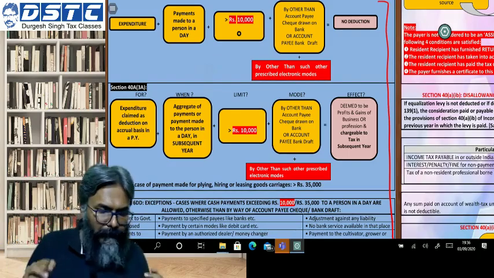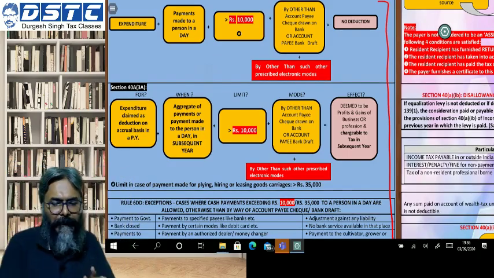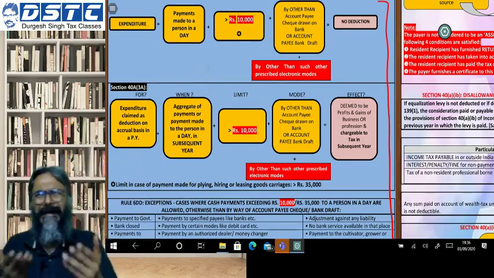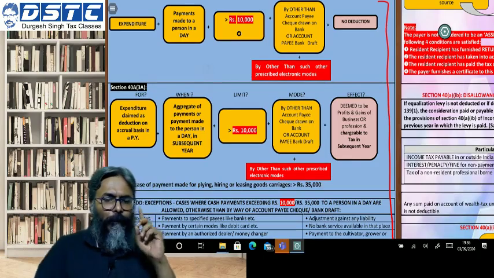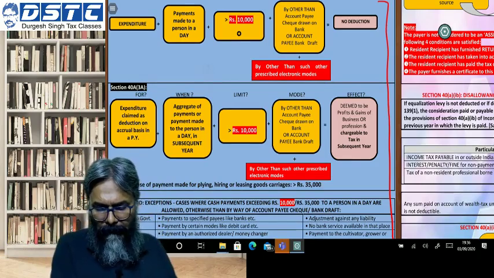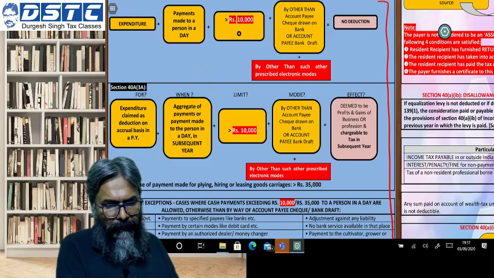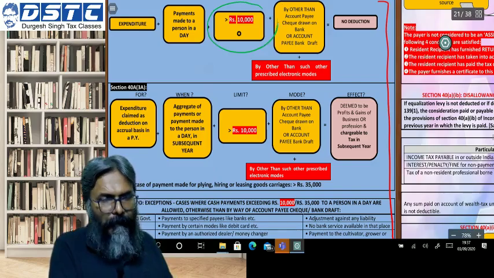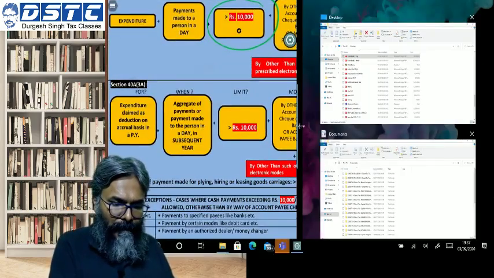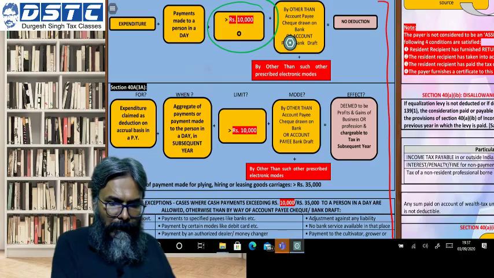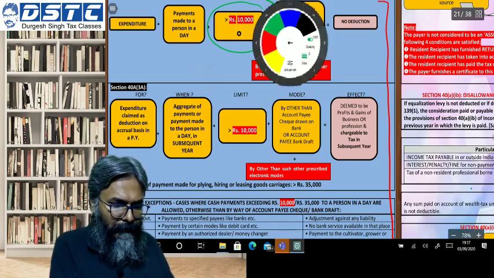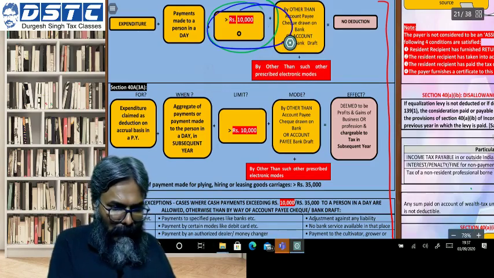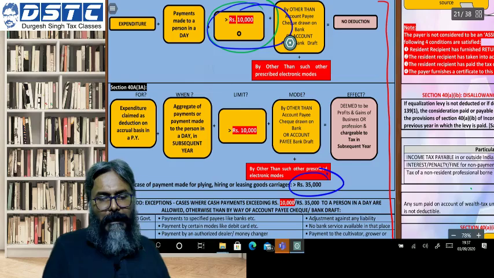So here, students, first of all, understand one thing here. One is about 40A3, which is about the expenditure which you have incurred. Obviously, cash expenditure, we have been talking about it. There are two limits, students. One is the 10,000 limit, and another is the limit of 35,000. Be careful on that. Now, what is this 35,000 limit?